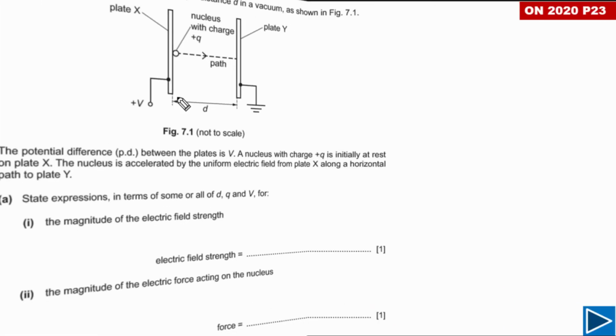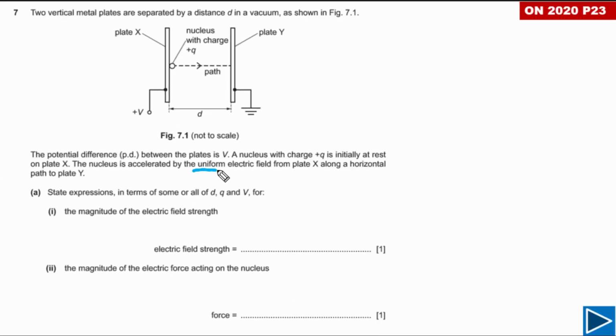For this question, it is given to us that there is a uniform electric field between plate X and plate Y. So these are 2 plates, plate X and plate Y. It is also given to us that plate X is at potential plus V and plate Y is grounded. So it simply means that here the potential is equal to 0. It is also given that the distance between the 2 plates is D.